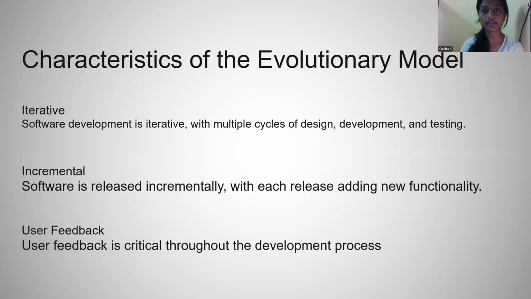The next is the characteristics of the evolutionary model. Firstly, it is iterative, meaning you can make multiple cycles of design, development, and testing. Second, it is incremental. You can add new features whenever you want. And next, it gives you an opportunity to give your feedback, which enhances the development process.